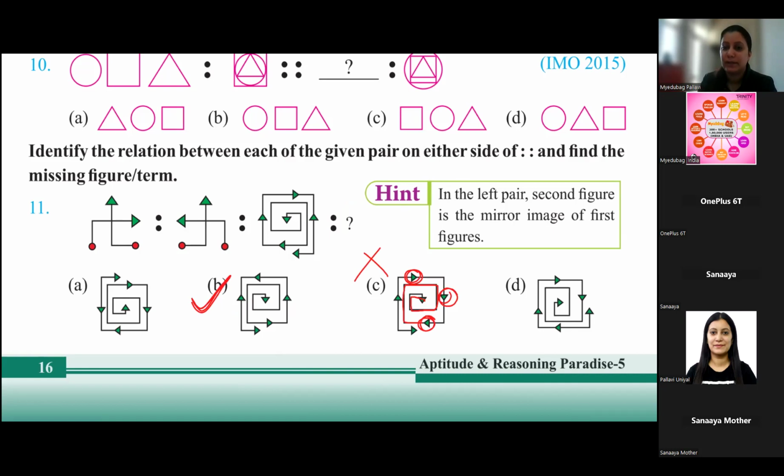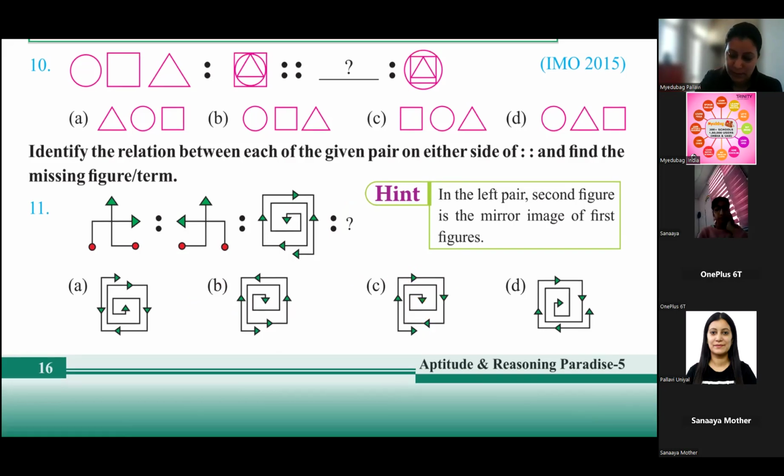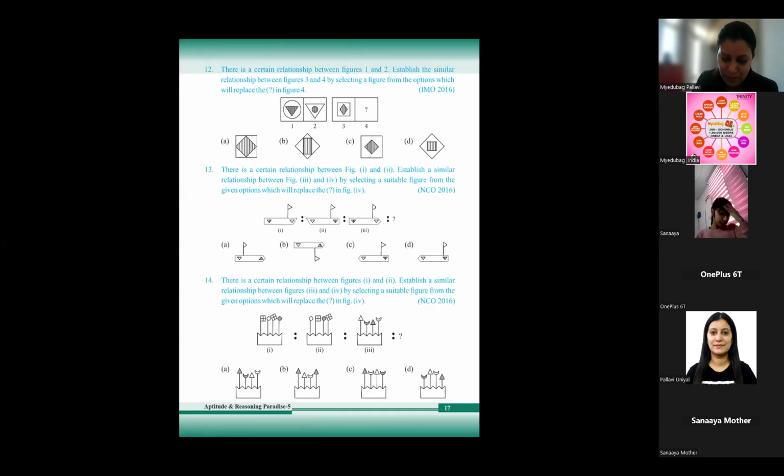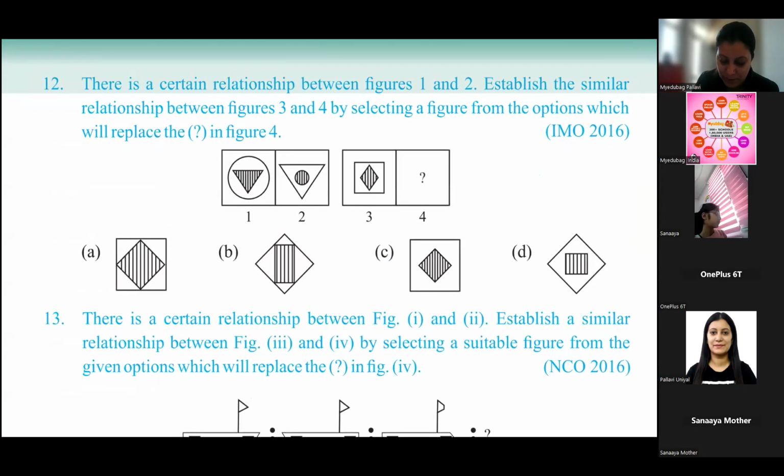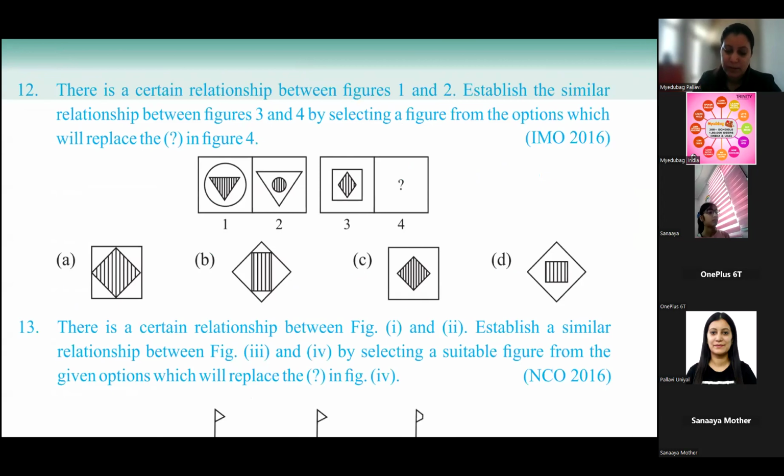Okay. Chalo, let's see the next question. Next one is also based on shape only. Now, there is a certain relationship between figures 1 and 2, and we have to establish the similar relationship between figures 3 and 4. जैसे 1 and 2 are related to each other, in the same way 3 and 4 will also be related to each other, and we have to tell that which figure will come in the place of question mark.